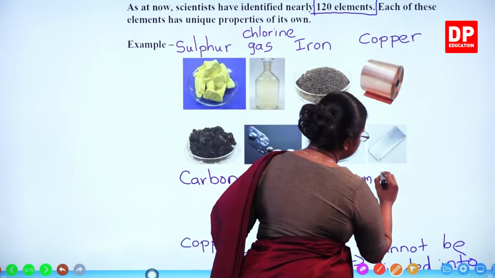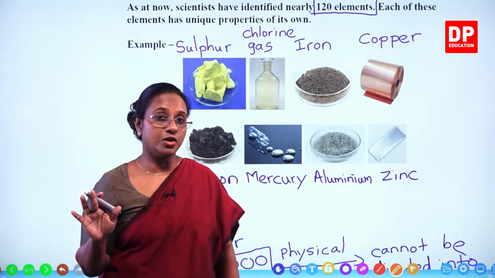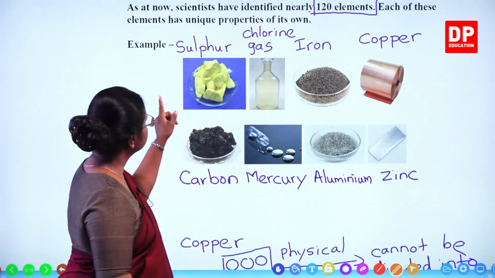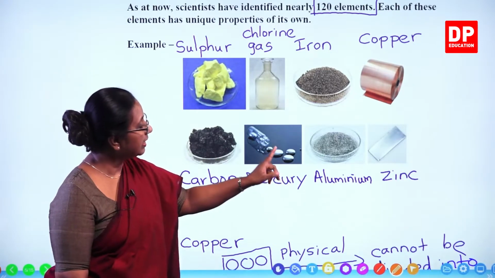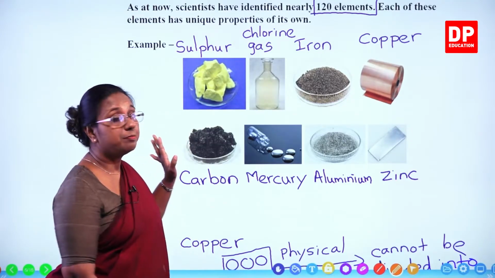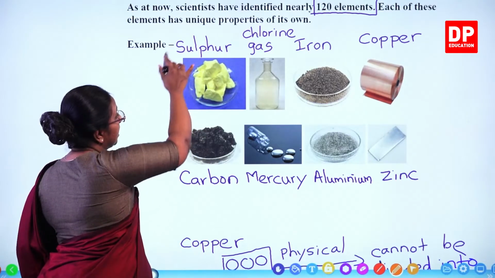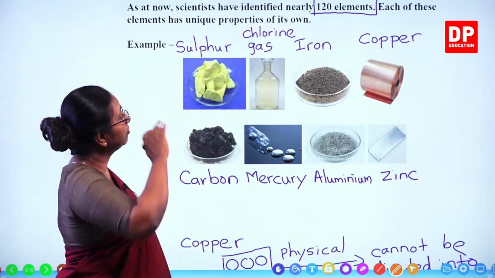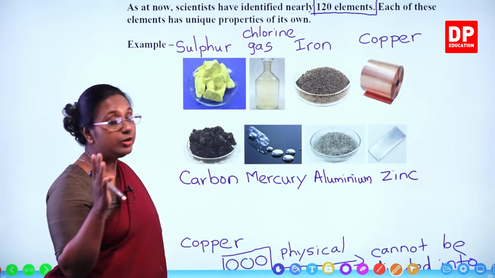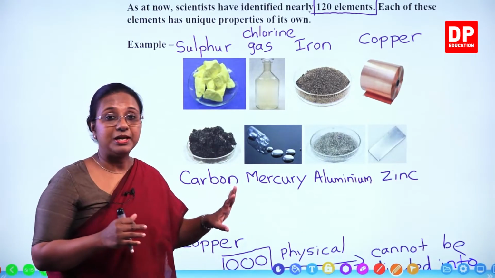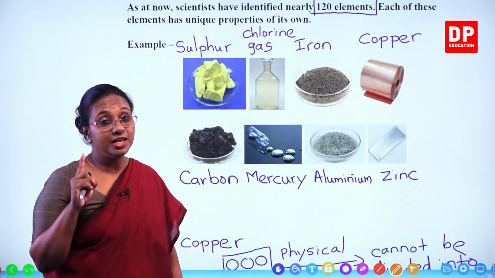Then we had zinc. That also silvery shiny solid. So all these, sulfur, chlorine gas, iron, copper, carbon, mercury, aluminium and zinc, all these are pure substances and they are elements. So that means sulfur is made up of sulfur particles only, chlorine gas is made up of chlorine gas only, iron only iron, copper only copper. Like that, all these are made up of only one constituent particles and they have definite properties.